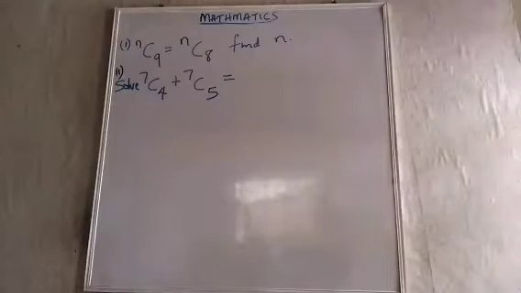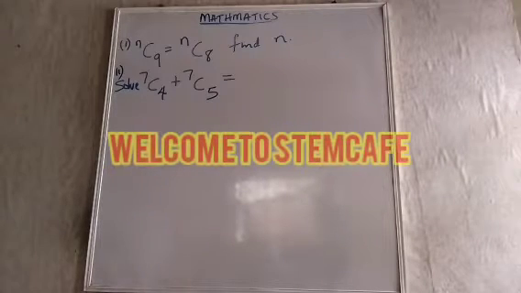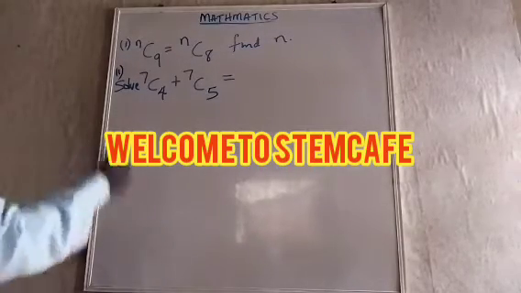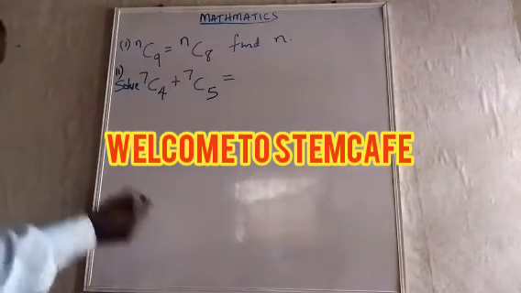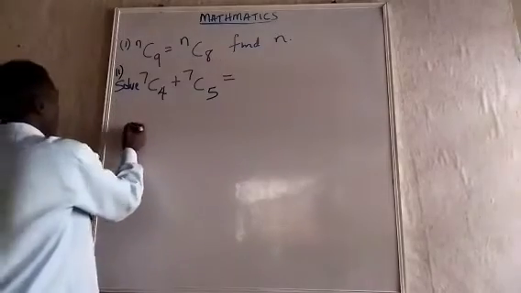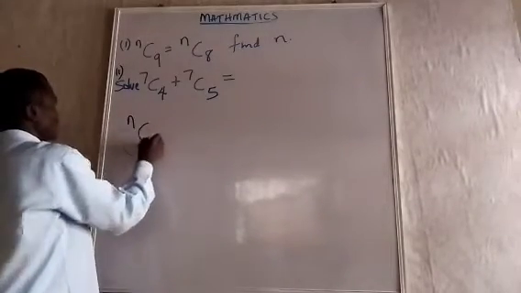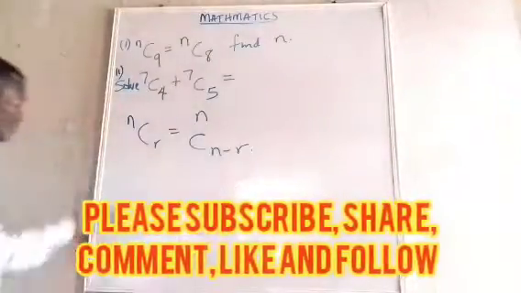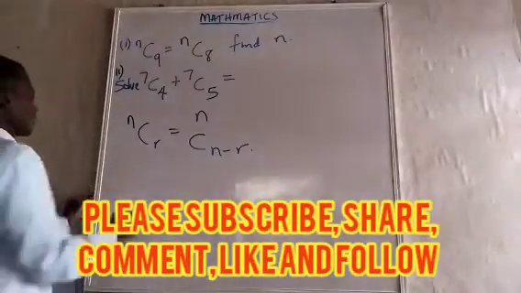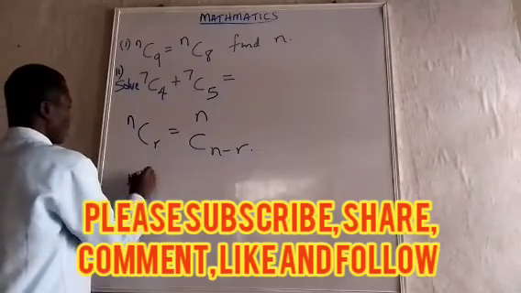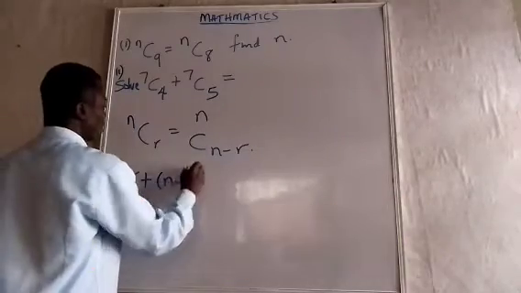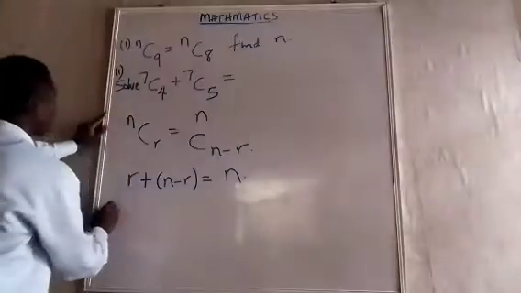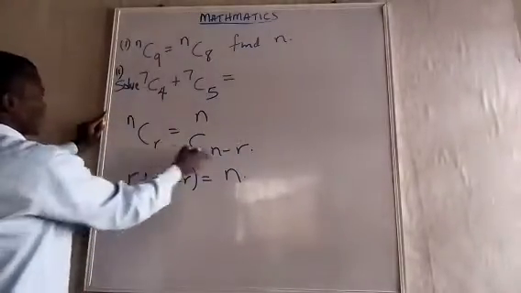Okay, let's quickly do these ones on the board. The first question says nC9 is equal to nC8. Find n. From what you have done, you know that nCr is equal to nC(n minus r). So what does that imply? It means that r plus (n minus r) is equal to n.